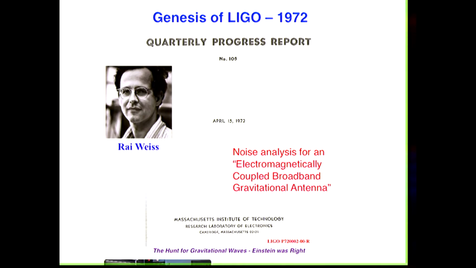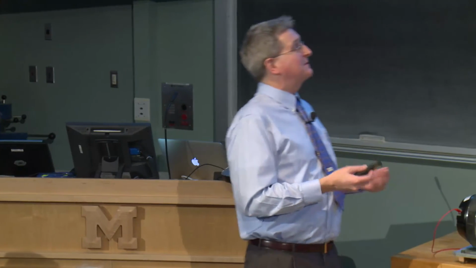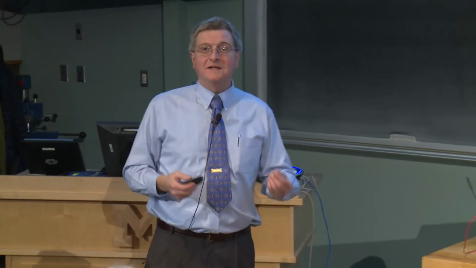So in some sense, it started back in 1972 with a report that Ray Weiss, a professor at MIT, wrote in which he analyzed the noise that would affect what he called an electromagnetically coupled broadband gravitational antenna. That's really the start of LIGO. Although there had been ideas beforehand, in fact, there had even been a demonstration of trying to use an interferometer to look for gravitational waves, Ray was the first person to really go at it and say, okay, here's what you need to do to actually make a discovery.